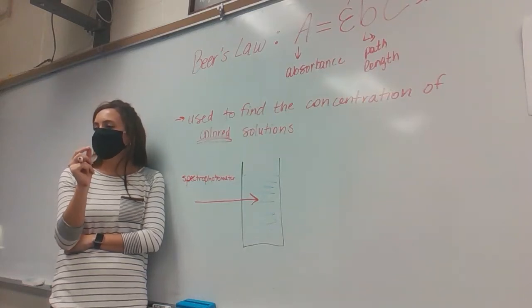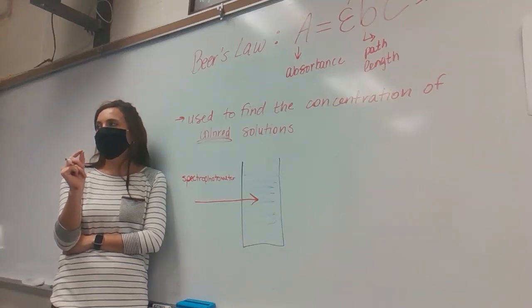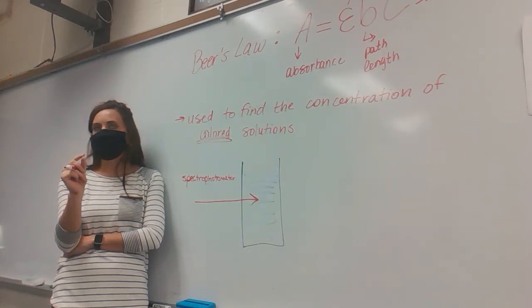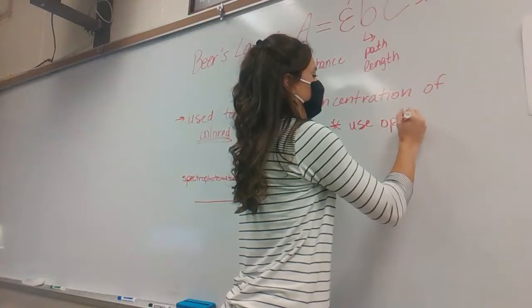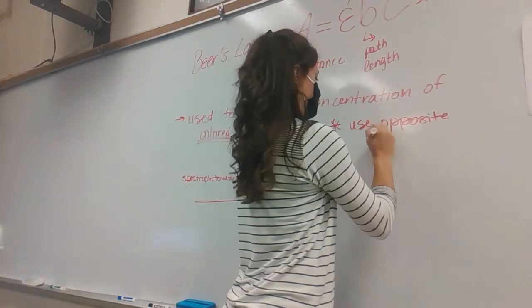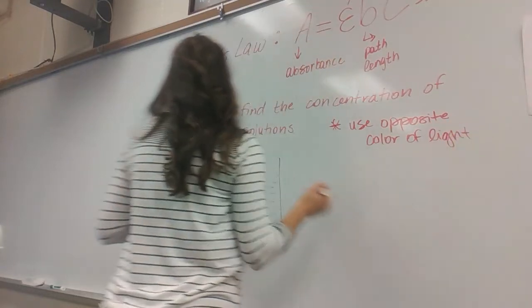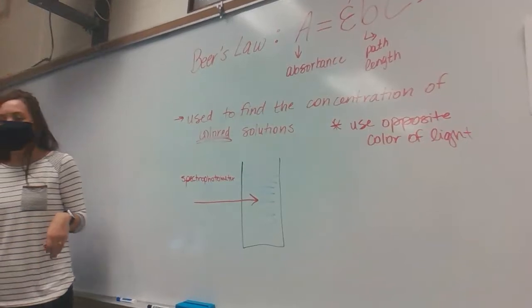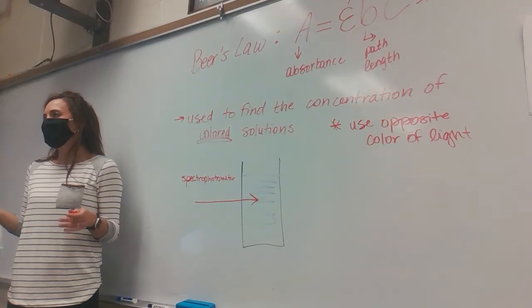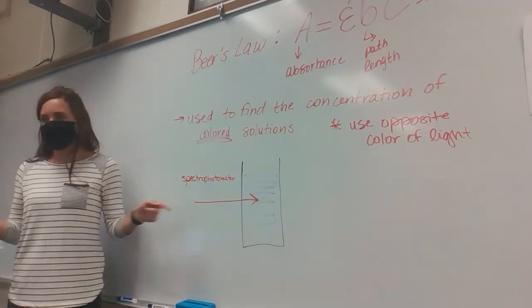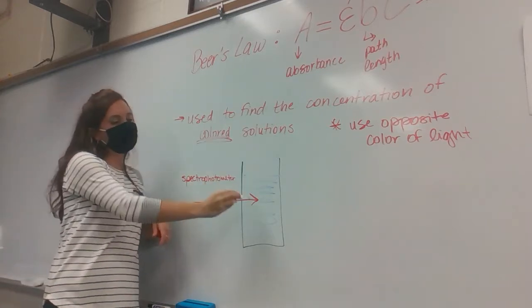And you want maximum absorbance. The way that we get maximum absorbance is by using the opposite color of light. They'll give you a color wheel. You don't have to memorize this. But you just need to know if your solution is blue, on the color wheel, opposite of blue is really orange, but I don't have an orange marker, so I'm using red. Orange, red is fine. So you shoot red light at your blue sample.